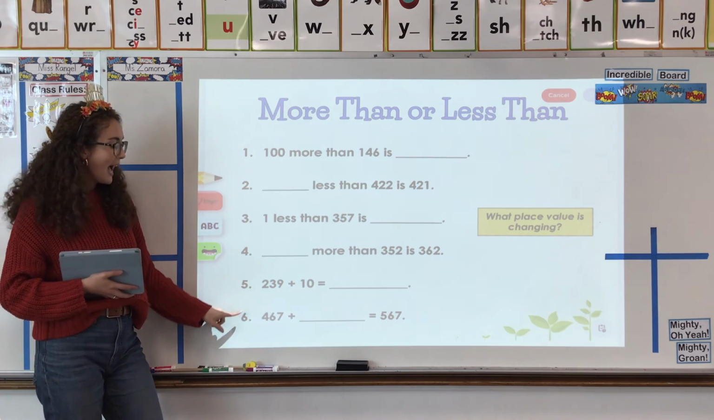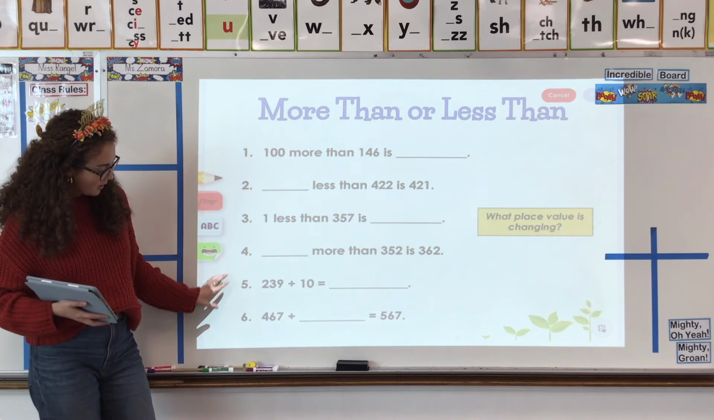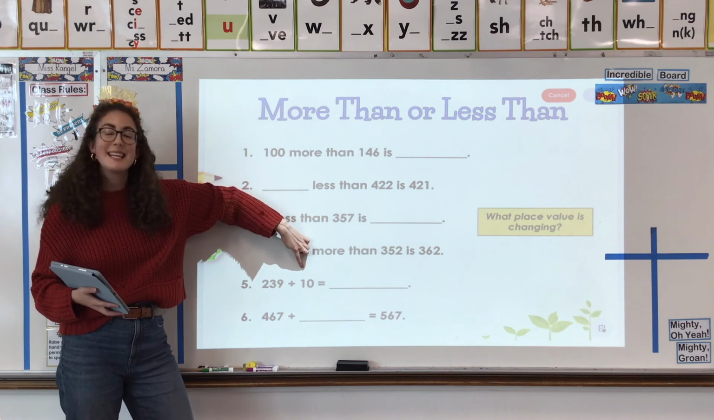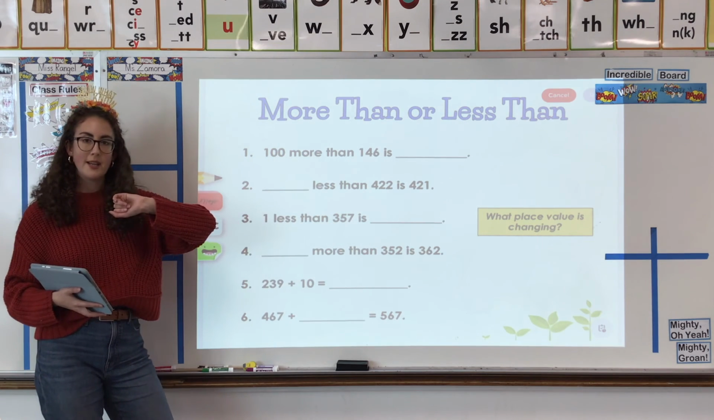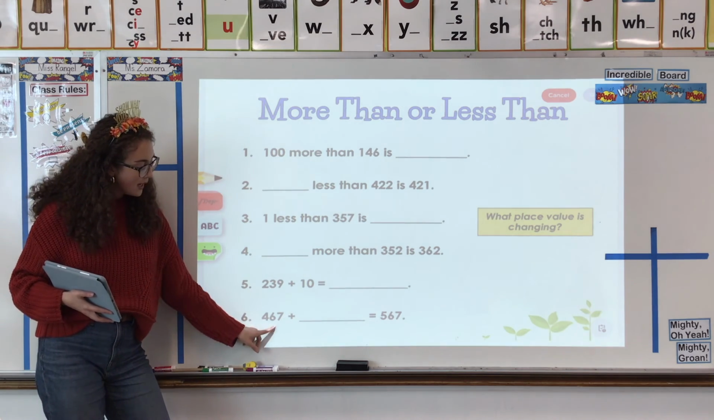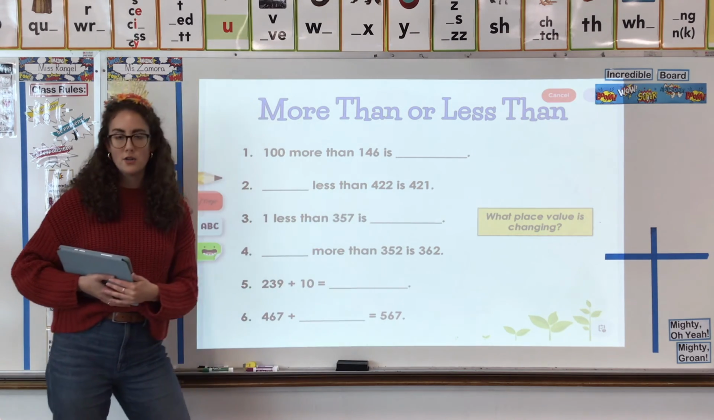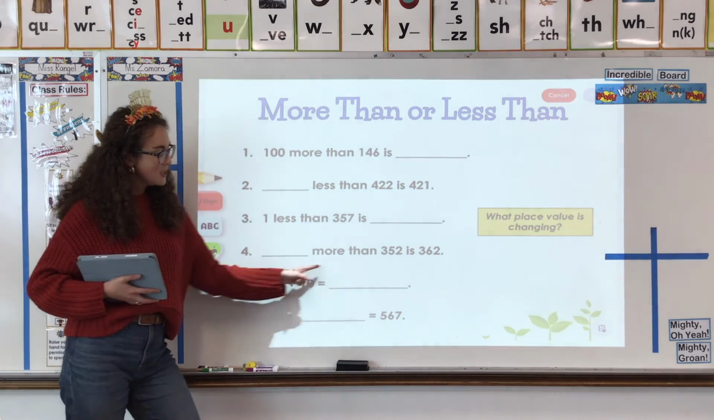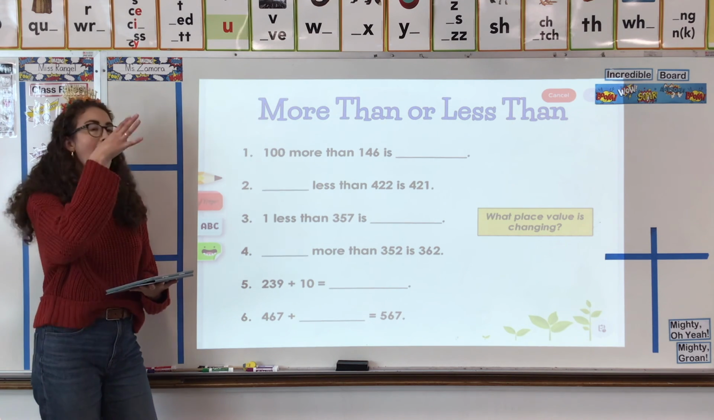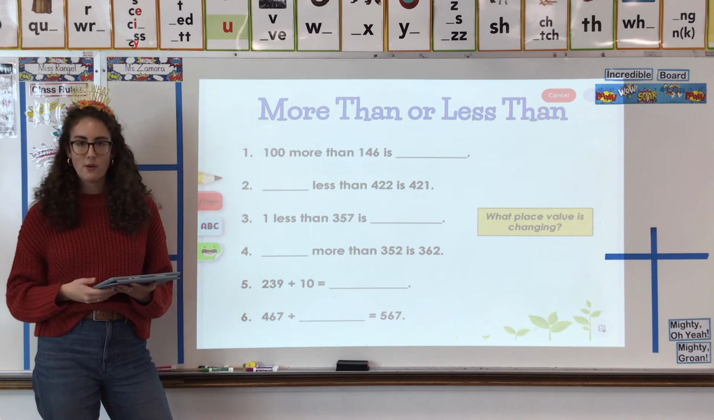But come down to 5 and 6. It's bringing in your addition and subtraction skills. So for 5 and 6, we have 239 plus 10 equals blank. You know this, it's the same skills. Or 467 plus blank equals 567. So what did you add? What's missing? You all have the skills to fill out every single one of these sentences, just sometimes you have to think about it in a slightly different way.